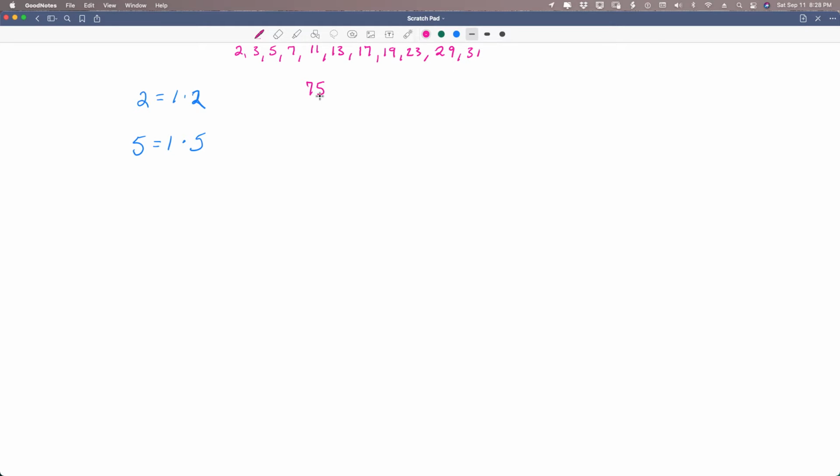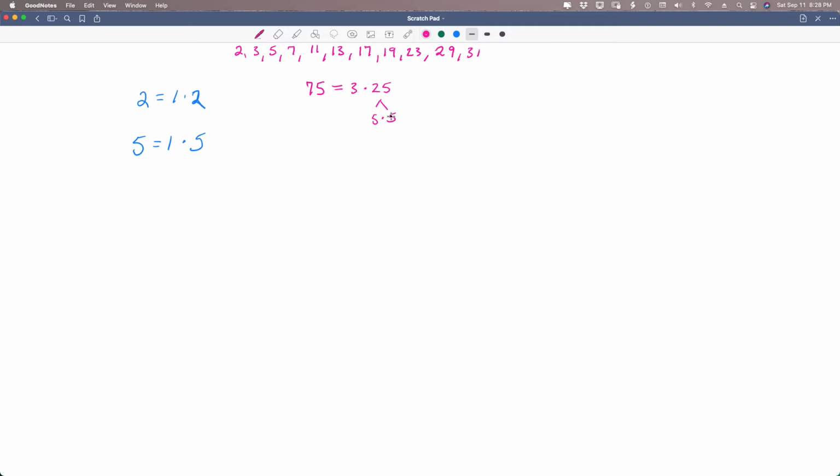So the first thing I ask myself, is 75 divisible by 2? No, it's not. Is 75 divisible by 3? Yes, it is. 75 is 3 times 25. And 3 is a prime number, so I can move on to this number. Is 25 divisible by 2? No. Divisible by 3? No. Divisible by 5? Yes. 5 times 5 is 25.